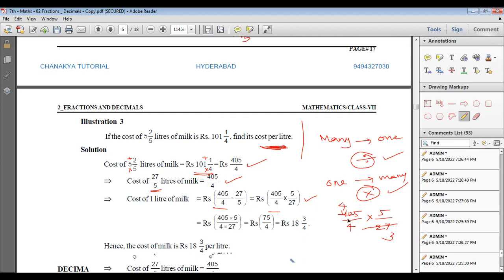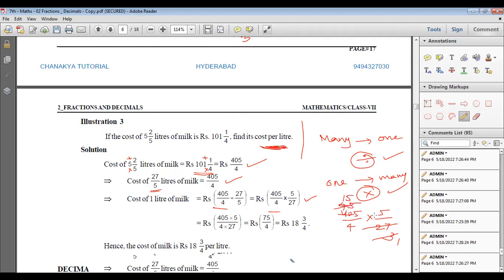36 means what is the remainder? 45. 9 5s are 45. So 45/3, again it will be divisible with the 3 table because 4 plus 5 makes 9. You can again further divide with the 3 table. 3 1s are 3, 3 5s are 15.